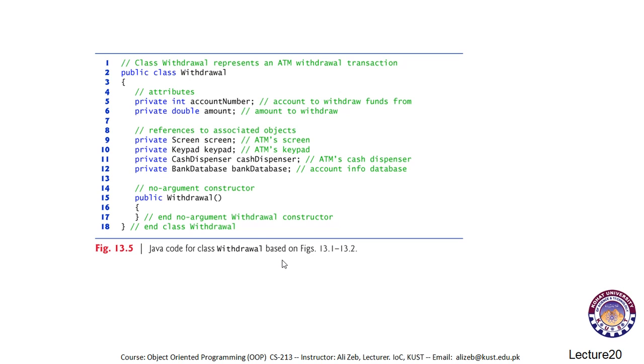So this class will need to have a reference to the ATM screen, the keypad of the ATM, the cash dispenser, since when we are withdrawing cash from the ATM machine, we need access to the cash dispenser of the ATM machine, and then of course it will have a reference to the bank database.